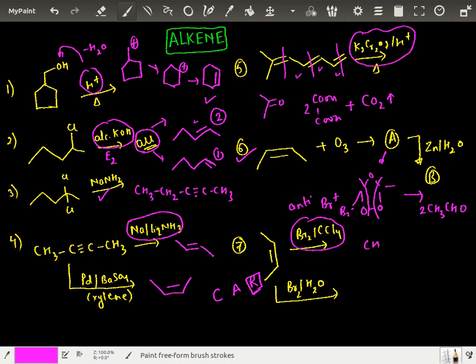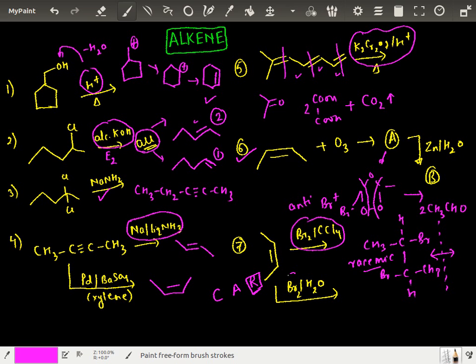It would be something like this: CH3, then we have carbon, this is H over here. This is bromine, carbon, bromine, CH3 and H. And since it's a racemic mixture, we have to draw the second molecule also, which is the reflection of the first one. So we have 2 molecules in this case, so we get a racemic mixture.